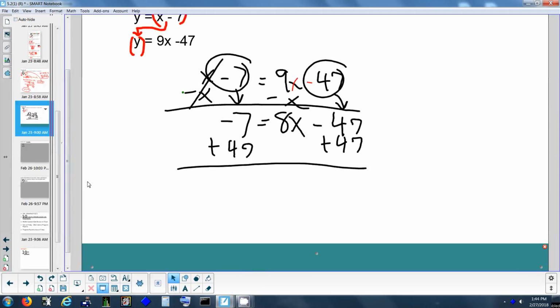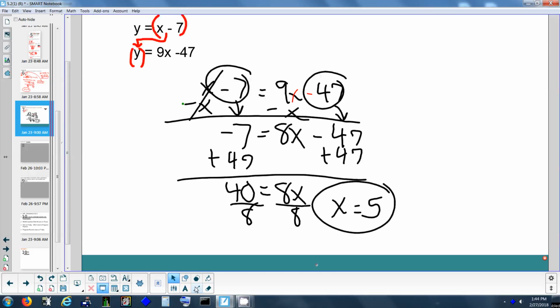Exactly, it's bigger. So essentially, what am I doing for a problem? 47 minus 7. What do I get? 40 equals 8x. And you divide by 8. You get 5. x equals 5. Nice job. Alright, so I solved my first variable. Now, what am I going to do now? You have to solve for y.